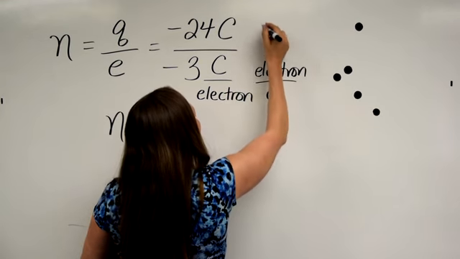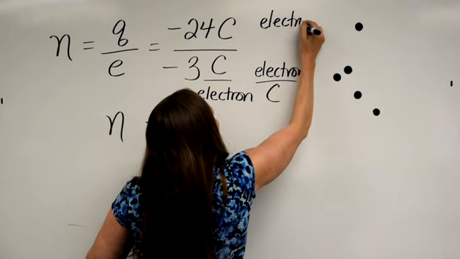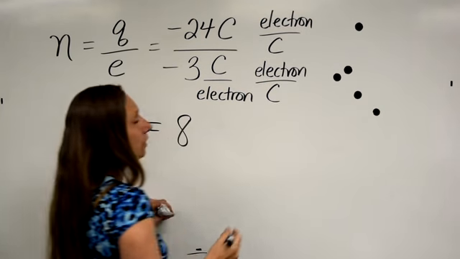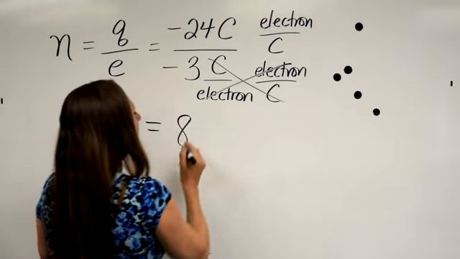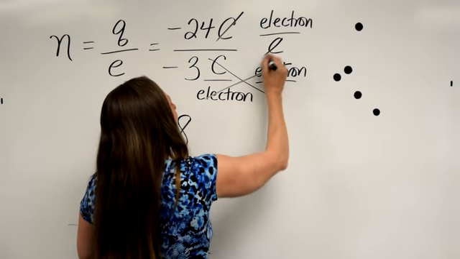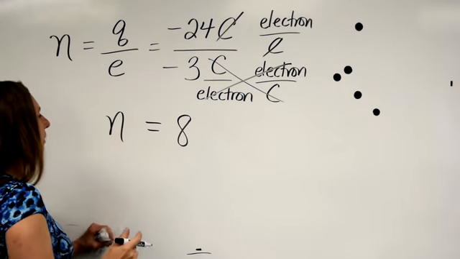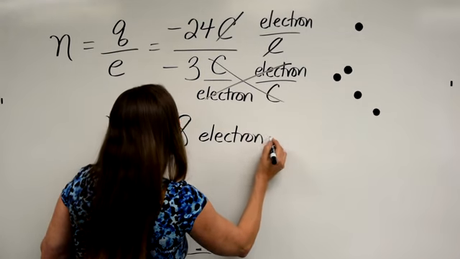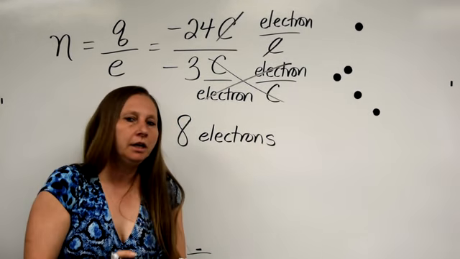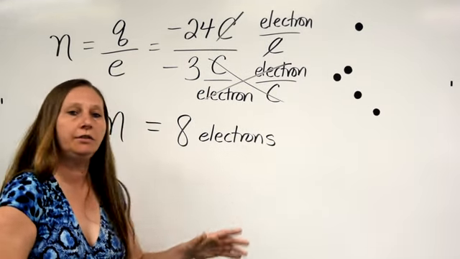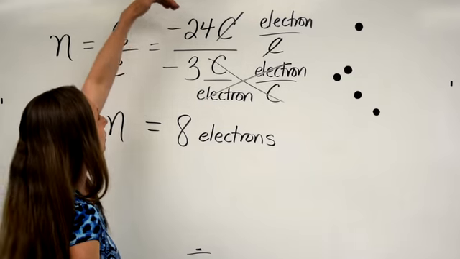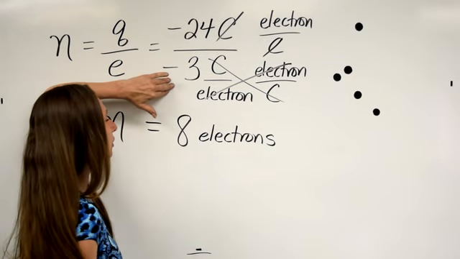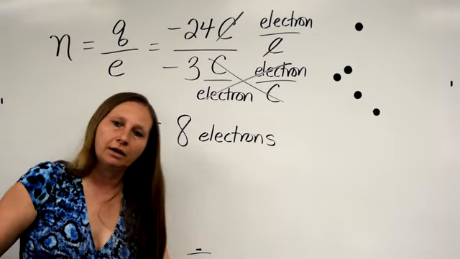Electron per coulomb, and multiply top and bottom. Electron per coulomb. This is all canceling, okay? Coulombs cancel. Electrons is what's left. 8 electrons. You don't really need all the units. If you understand the units, great. If not, just focus on, well, it's 24. Each electron is 3. That means I got 8 electrons.